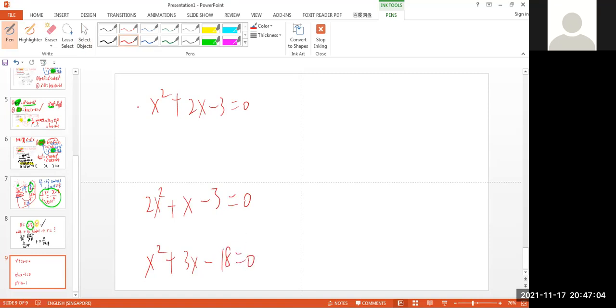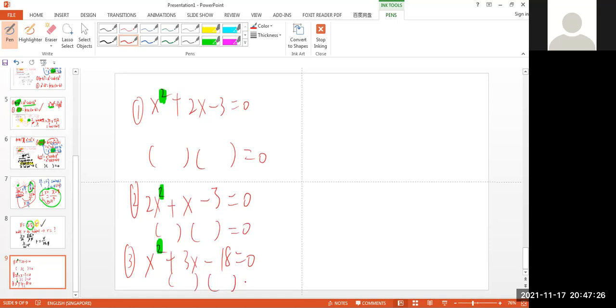Okay, so 3 questions. First thing first, you need to know that these are all quadratic equations. Why? Because the highest power is 2. So for a quadratic equation, your method is to factorize them: first bracket, second bracket, or first term, second term, and then equate them to 0. So that's your first step.